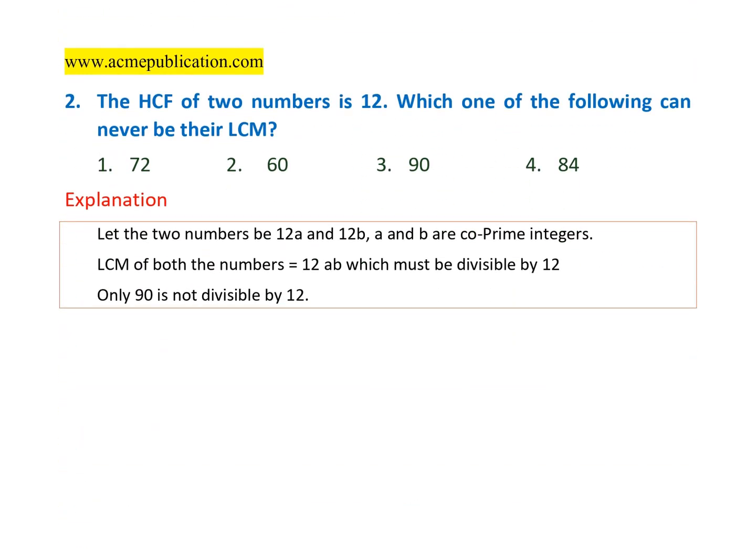Question 2. The HCF of two numbers is 12. Which one of the following can never be their LCM? We know that HCF is the common factor, so the numbers will be 12A and 12B, where A and B are co-prime numbers. Now the LCM of 12A and 12B will be 12 into A into B, and this LCM is divisible by 12. In the options, 90 is the only number which is not divisible by 12, so the answer will be 90.